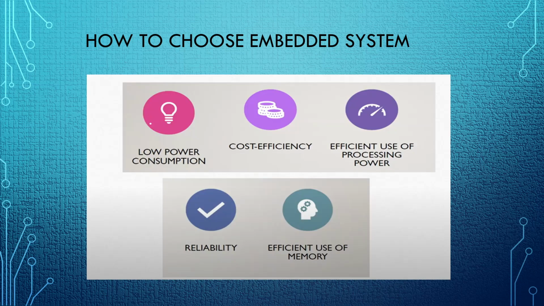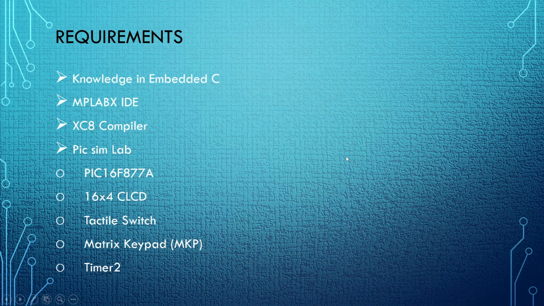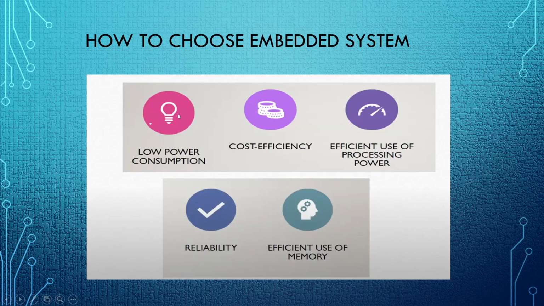This is the criteria for how to choose an embedded system based on the requirements. First one is low power consumption and cost efficiency, efficient use of processing power, reliability, efficient use of memory. And the remaining slides of the presentation will be continued by my teammate Manoj Kumar D A.